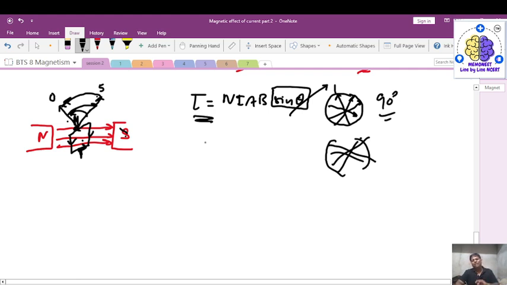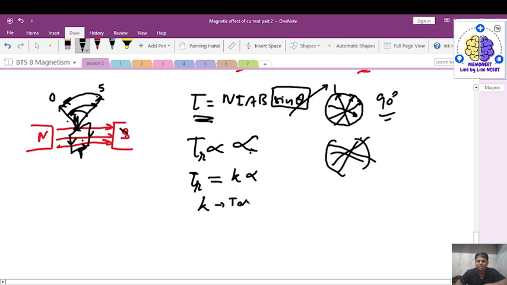The restoring torque given by the spring is directly proportional to alpha. What is alpha over here? Alpha is the angle of deflection. So to remove this proportionality, we write it as tau R, which is the restoring torque. This restoring torque tau R will be equal to K into alpha. Now what is K? K is the torsional constant.